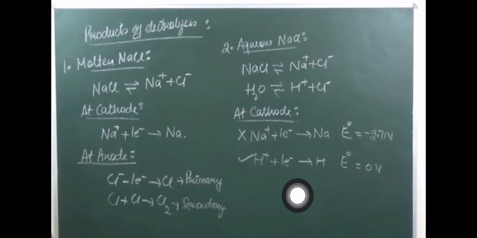So which of these reactions will take place? That depends on E naught, that is, the standard potential. The standard potential of Na is minus 2.71 volt, while that of hydrogen is 0. As we have already studied while seeing the electrode potentials of different substances, the substance with a negative value of potential has less tendency to undergo reduction, while the one with a higher potential will have more tendency to undergo reduction.